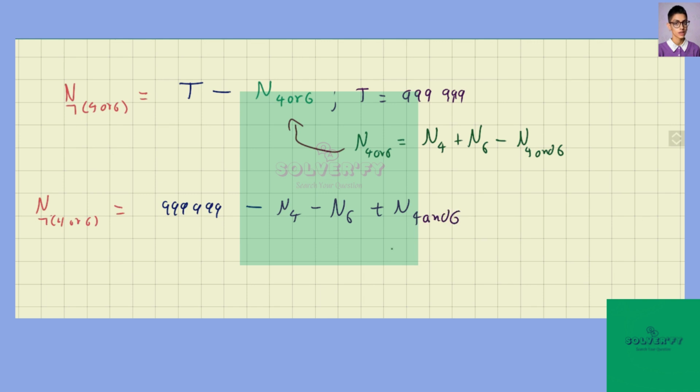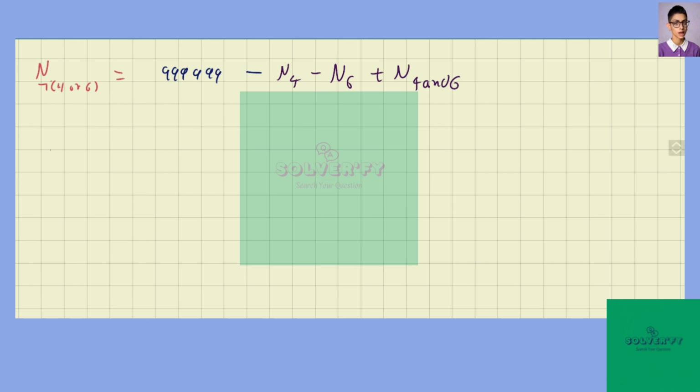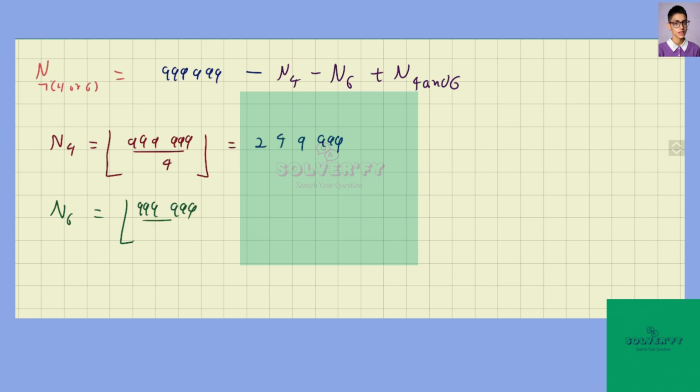So we need to calculate that. It's not that hard. For the positive integers divisible by 4, we take the upper bound of this interval, 999,999 divided by 4, and we take the floor function to count how many integers are divisible by 4. This is equal to 249,999. We repeat the same for n6: 999,999 divided by 6, with the floor function, and the result is 166,666.